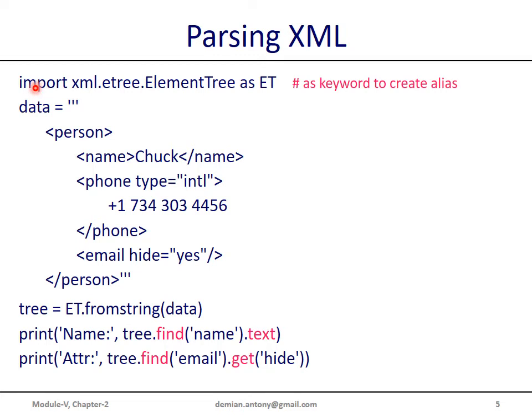First, we have to import the XML DOM, document object model, xml.etree.ElementTree. We have to import the DOM for XML, and the as keyword is used to create an alias of this library. This alias helps us to avoid writing the complete fully qualified path in the rest of the code. So instead of the entire fully qualified path of the library, we can use ET. That's why we have used the as keyword, as ET.